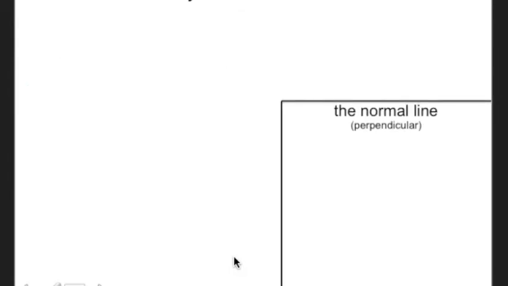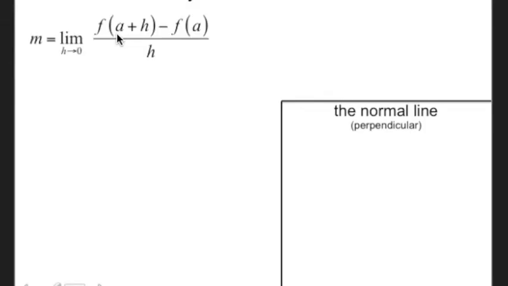Here's another example. It says write the equation for the normal line to the curve. So in this example, one thing you have to acknowledge is you're asked to find the equation for a normal line. So not only do we have to find the slope, but then we have to write an equation after finding the slope. So we're going to start out with the definition of the slope.